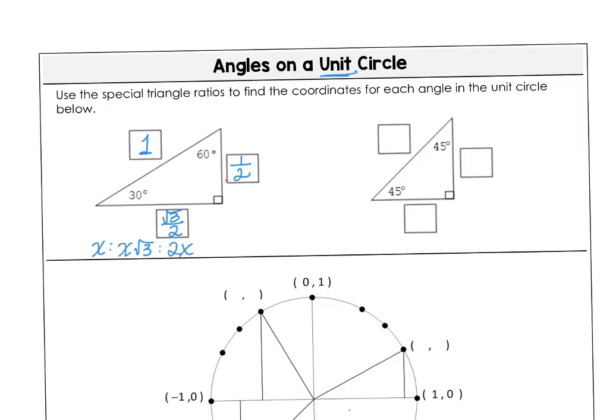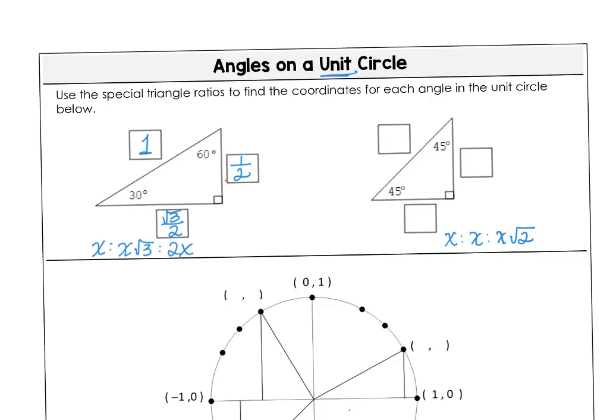Same thing with the 45, 45, 90. We had x and x radical 2 for our lengths. So if this length is 1 and this length is 1 and this length was square root of 2, and we divide everything by square root of 2, we're going to force this hypotenuse to be 1.